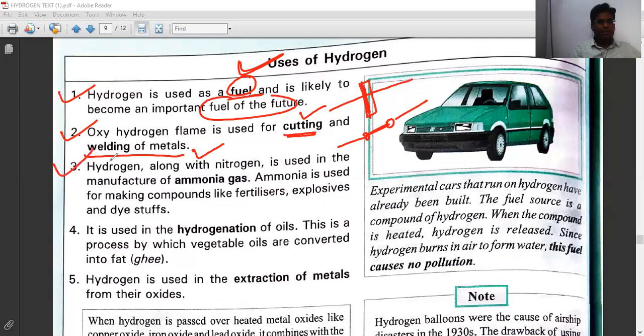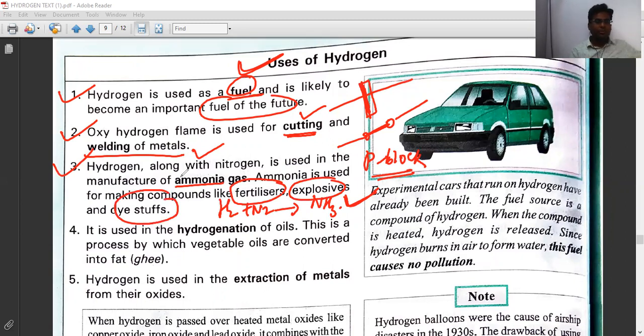Next, third point, hydrogen along with nitrogen is used in the manufacture of ammonia. So when hydrogen reacts with nitrogen gas, it produces ammonia gas, right? This you will study in 11th class in the p block. Okay, uses of hydrogen. And next, ammonia is used for making fertilizers which we use on our land, okay, for the crop. So ammonia is also used for making fertilizer and dye stuffs also.